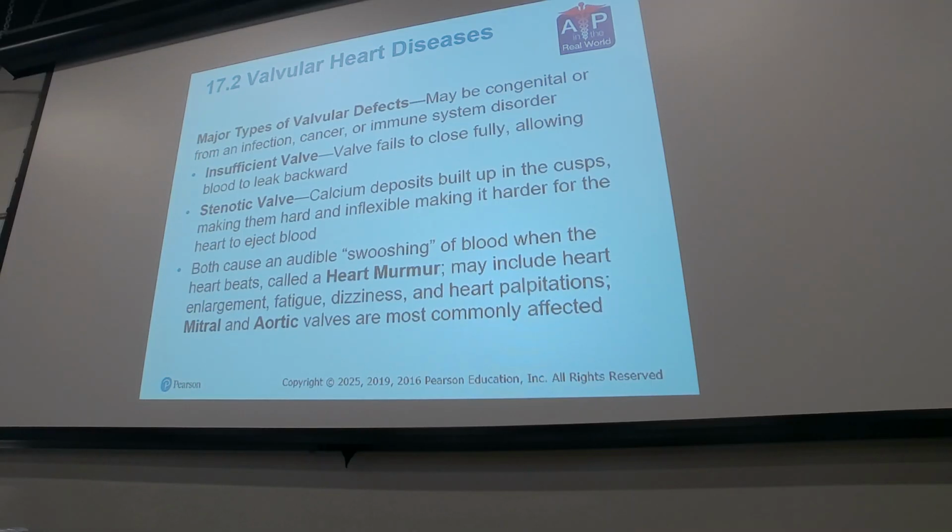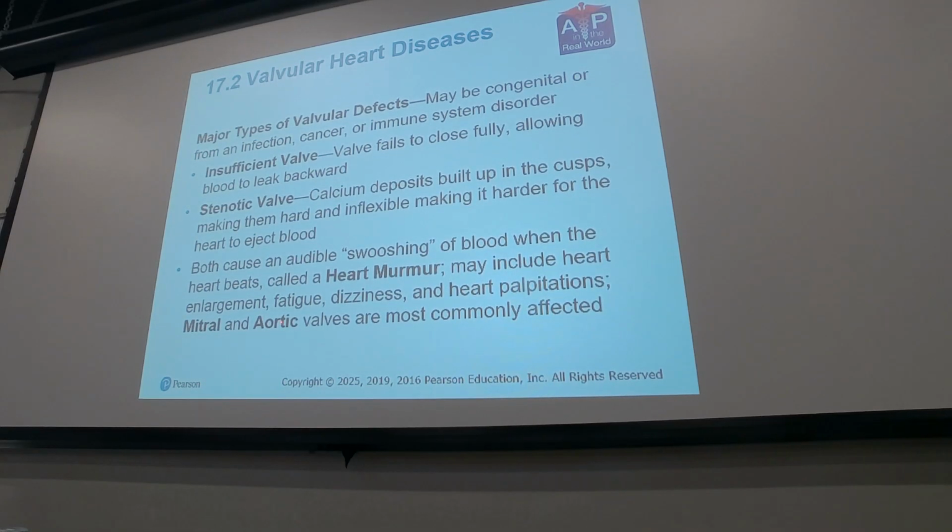So sometimes the valve fails to close. In this case, it's going to be called insufficient. So some blood will go back into the atria. Sometimes it can be stenotic, narrow, because of calcification or a genetic defect. And instead of having 3 semilunar leaflets, you have 2. And no matter what the defect is, you can have an extra hard sound, which is called a heart murmur.